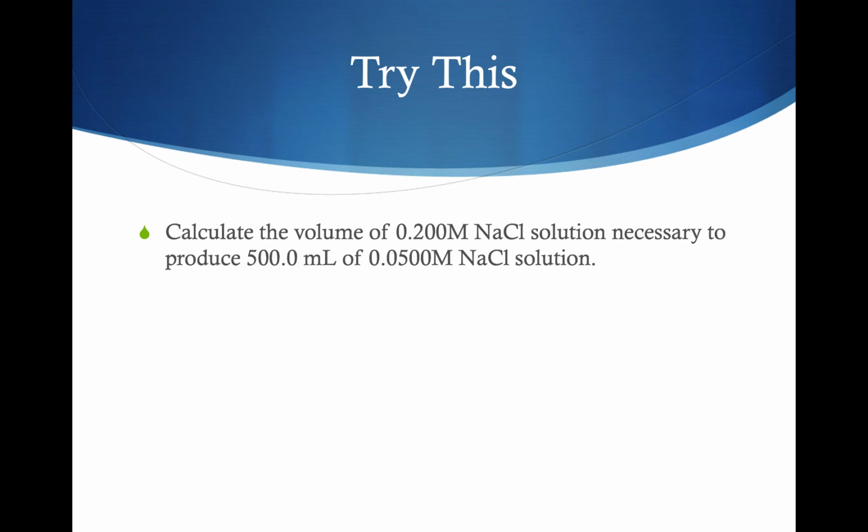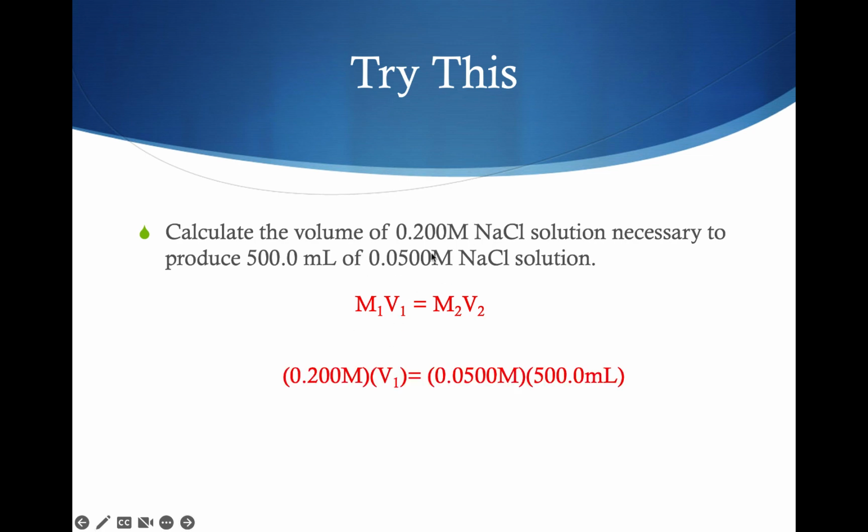Here's an example that we'll try together. This question says, calculate the volume of 0.200 molar NaCl solution necessary to produce 500 milliliters of 0.0500 molar NaCl solution. So notice here we're given a solution of one molarity and asked to turn it into a solution of a different molarity. Notice that this is different than making a new solution from scratch when we dissolve solute in solvent. So I'm going to use my dilution equation since I recognize that I have one solution and I'm going to make a new one from it.